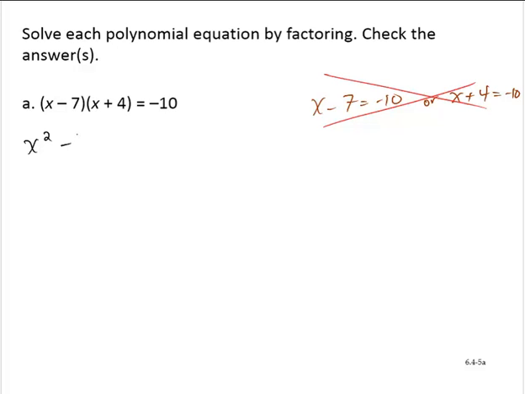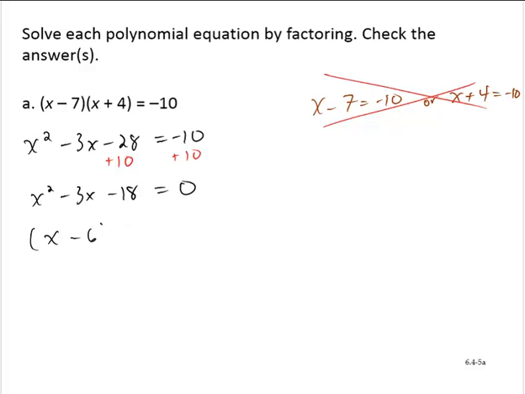We find x squared minus 3x minus 28 equals negative 10. And then we'll add 10 to both sides, yielding x squared minus 3x minus 18 equals 0. Now we'll factor. Using our factoring technique for trinomials, the left-hand side factors as (x minus 6)(x plus 3).